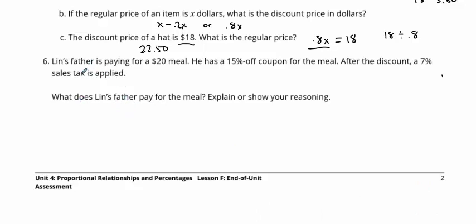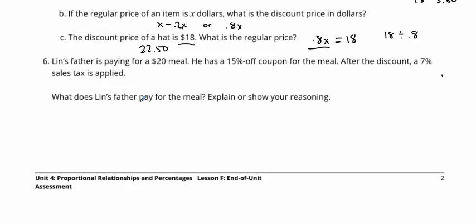Okay, number 6. Lynn's father is paying $20 for a meal. He has a 15% off coupon for the meal. After the discount, a 7% sales tax is applied. What does Lynn's father pay for the meal? Explain or show your reasoning.